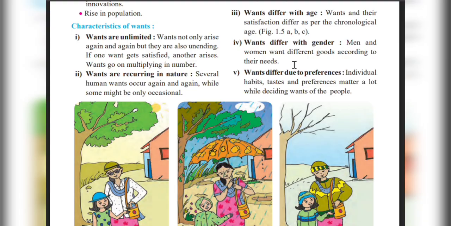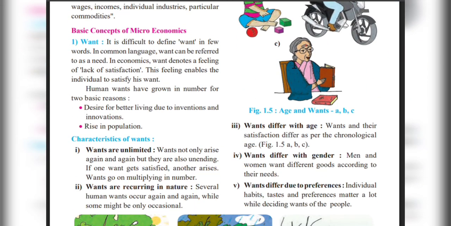Basic concepts of microeconomics. So see, want. First is the want. Want means a feeling of lack of satisfaction. And you can see it is here given that it is difficult to define want in few words. In common language, want can be referred to as need. In economics, want denotes a feeling of lack of satisfaction. As we discussed now, want means a feeling of lack of satisfaction. Human wants are unlimited. Why? Because population increases, inventions increase, lifestyle changes, so wants also increase.